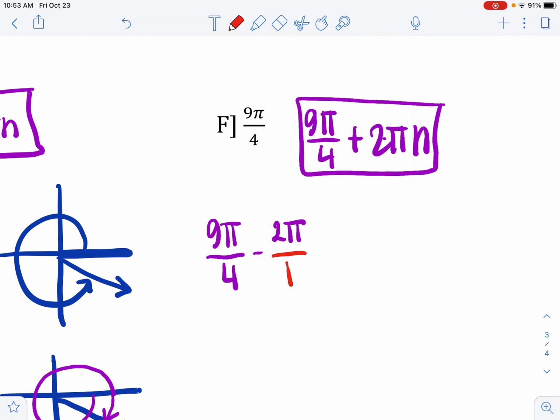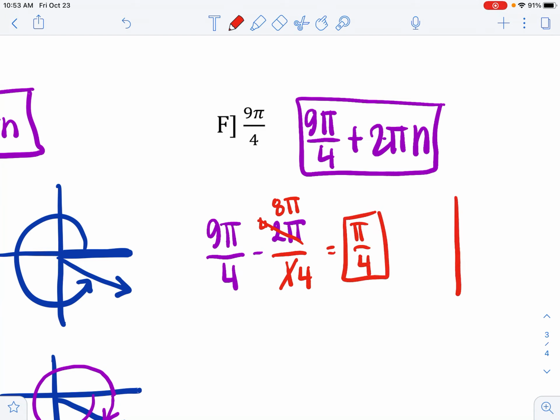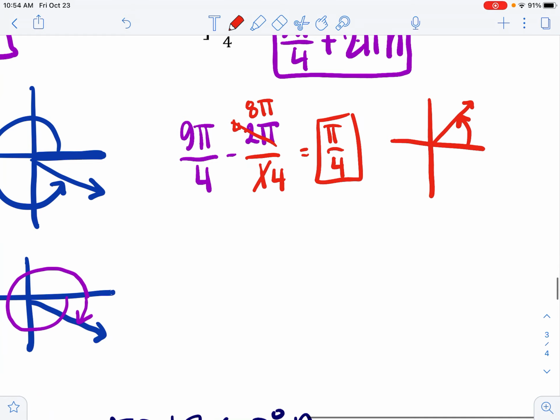Common denominator needs to be 4. Multiply by 4. This becomes 8 pi. So I have 9 pi over 4 minus 8 pi over 4, which is pi over 4. So that's my first angle that I want to graph. Pi over 4 is in my first quadrant. It's the same thing as 45 degrees, so it's this angle right here.